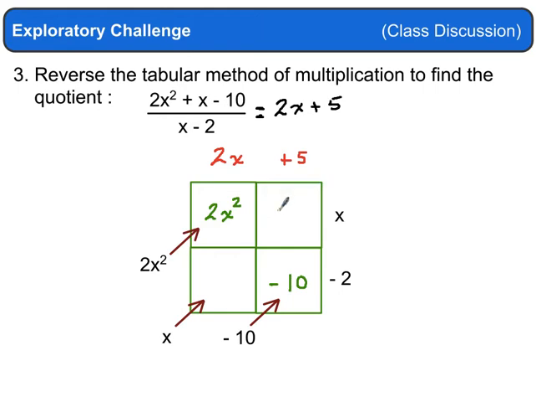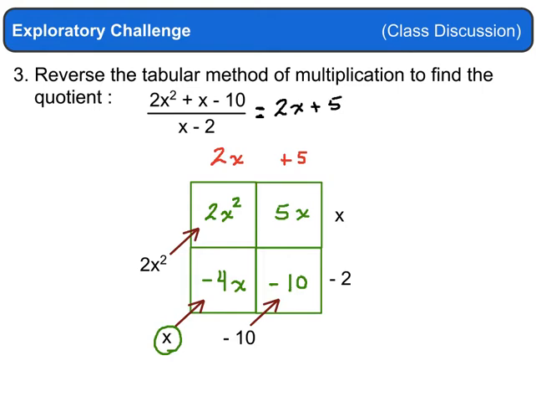However, if we wanted to fill them out, we could do 5 times x and we get 5x. And if we do 2x times negative 2, we get negative 4x. And you can see that negative 4x plus 5x is in fact that x value. Again, that was not necessary to do, but was optional to do if you feel the need to do so.